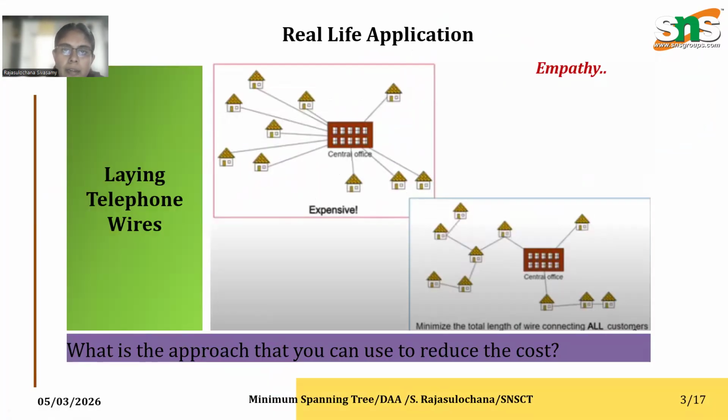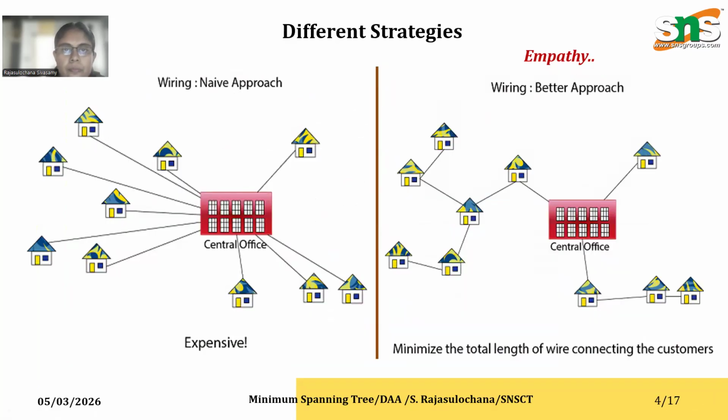So look at this real life example. This picture speaks about laying telephone wires. Assume you have a central office. From that central office, you want to establish telephone connection to all the other households. So you will establish the telephone connection in such a way that the total length of wire connecting the customers is minimized, or the total cost incurred is minimized.